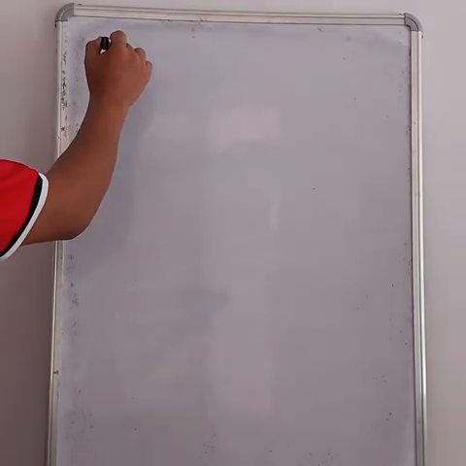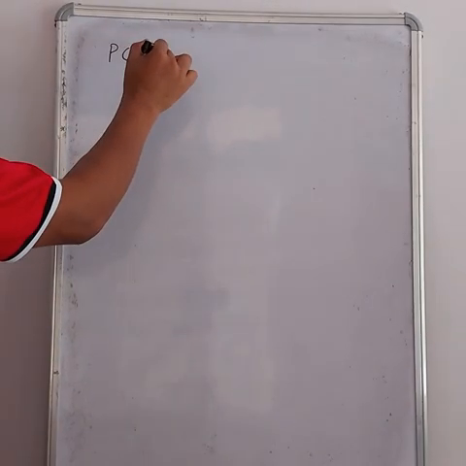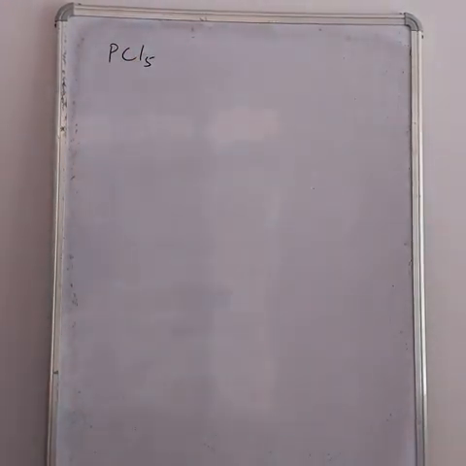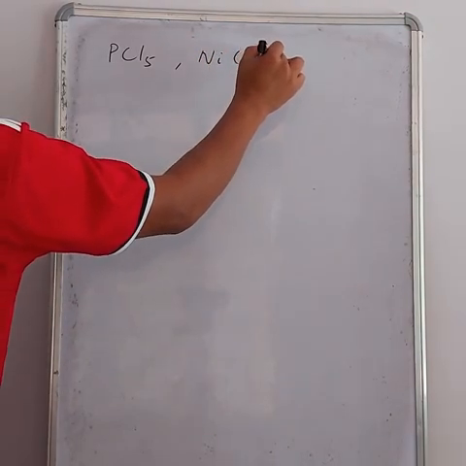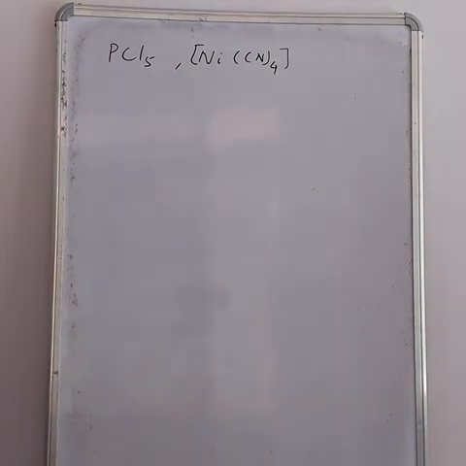Now before moving on to molecular orbital theory, we'll try to establish an example of why we need to invoke molecular orbital theory. So we'll try to predict the hybridization of phosphorus pentachloride and nickel tetracyanide. It is an ion.